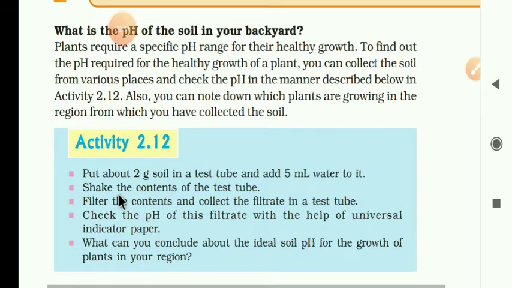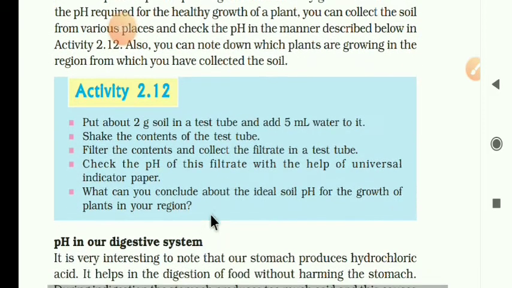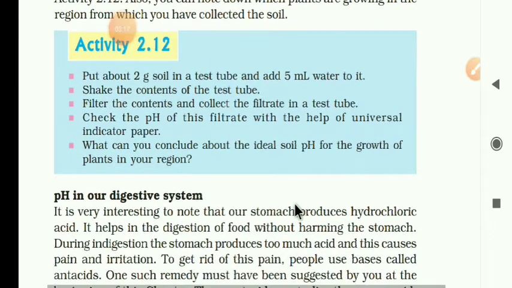Okay, so put about 2 grams of soil in a test tube and 5 ml of water, shake the contents, filter the contents, collect the filtrate in a test tube and check the pH range with the help of the universal indicator. What can you suggest? So I told you, whenever acid is there, you have to give the base, and if the base is more, then you have to give the acid.